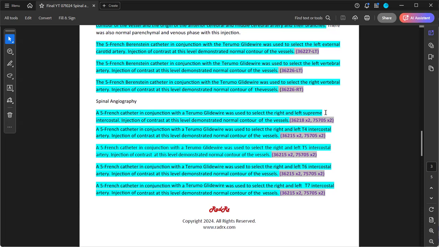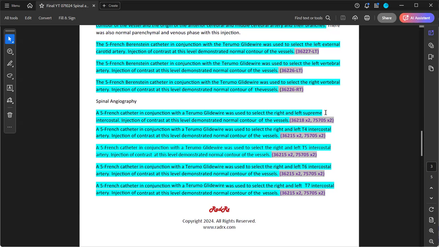And then we also have a costocervical trunk as well that is going to come off of the subclavian. So these intercostal arteries are actually going to come off of those additional vessels, okay? Now, they're going to be third order vessels. So the question is, if they're third order vessels, why are we using 36218? Because we've coded all first order vessels, correct?